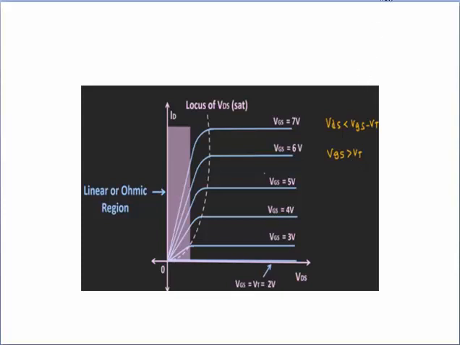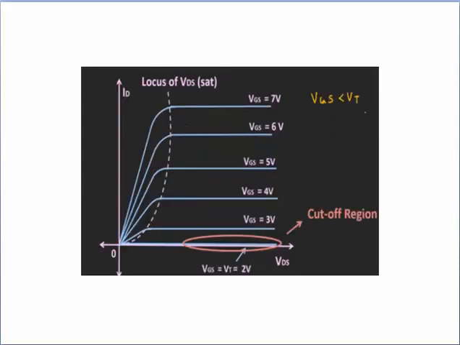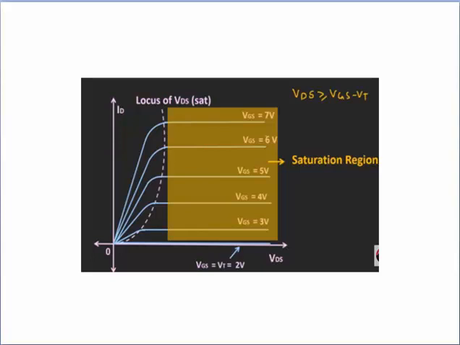If we talk about the next region, the saturated region, whenever the MOSFET is operated on the right hand side of the locus, that is the parabolic curve showing the locus of VDS, then it is operated in saturated region. Mathematically we can say that when VDS is greater than or equal to VGS minus VT, it is said to be in saturated region. This is all about the enhancement type MOSFET and characteristics of MOSFET.